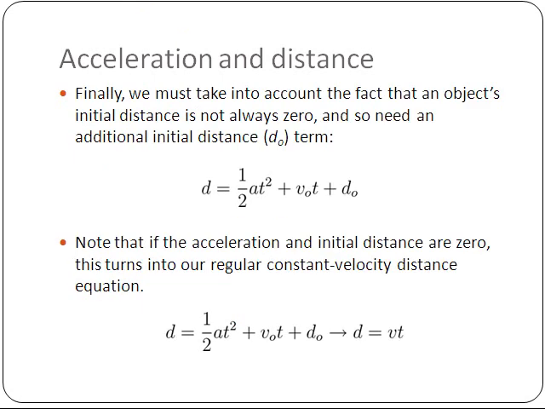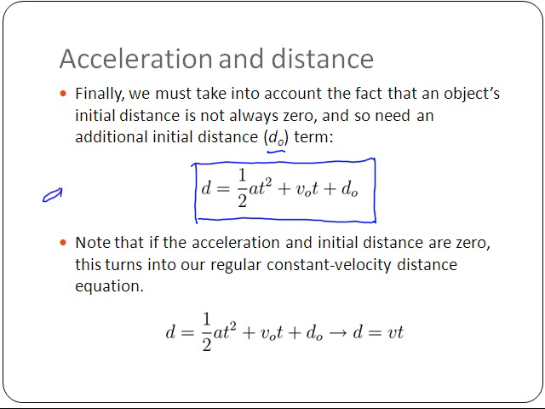And so, taking into account the fact that an object's initial distance is not always 0, we need to add an initial distance term. Initial distance is going to be d naught. Let's put it on the end. And so we get this equation right here. This is our big distance equation here. So basically, d is equal to 1/2 at squared plus v naught t plus d naught.